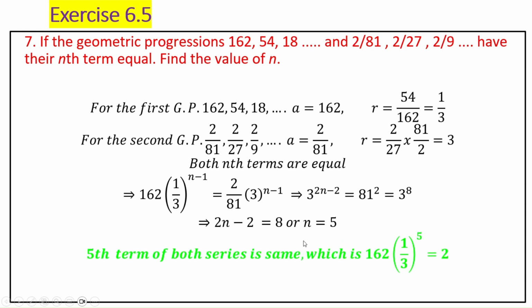So the fifth term of both series is the same, which I am writing here as 162 into 1 by 3 whole to the power of 5. It should be 4, okay, 5 minus 1, right? So it should be 4. Next, just recalculate this value, as the value is not correct.